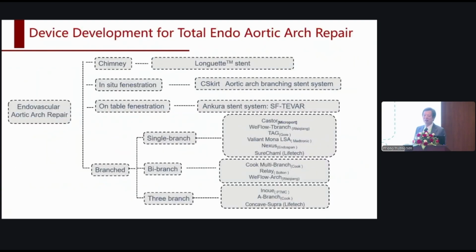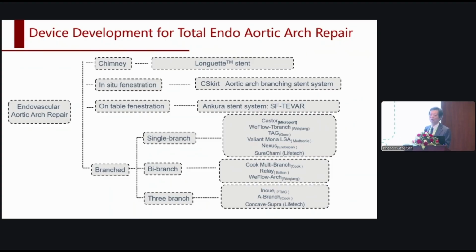So nowadays in mainland China, we have the special devices. We have the parallel stent graft to the aortic arch. We have elongate. We have fenestration stent graft, C-skirt. We have Ocular stent graft system for the physician-modified fenestration. We have the single branch. We have Chang. We have Custer. We have Tag. We have 2 branch vessel relay. We have Reflow. We have Cook. Then we have 3 branch vessel reconstruction device.